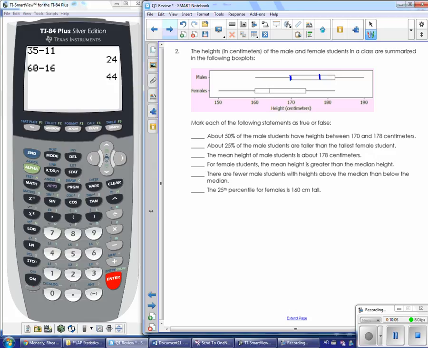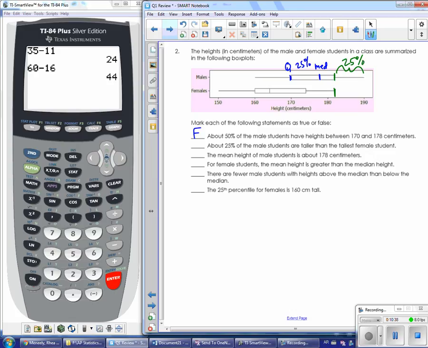So that looks like it is between Q1 and the median. And that's actually going to be 25% of the data, not 50% of the data. So that statement is false. The next statement says about 25% of the male students are taller than the tallest female student. So here's the tallest female student. And so what we're looking at is this distribution right here, or that part of the distribution. And that is also 25%. So that statement is true.